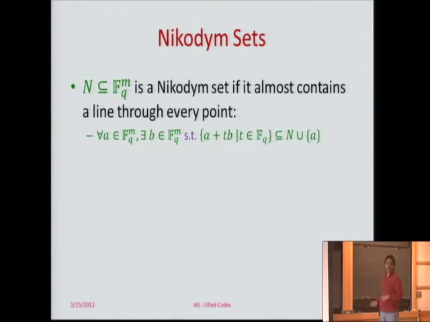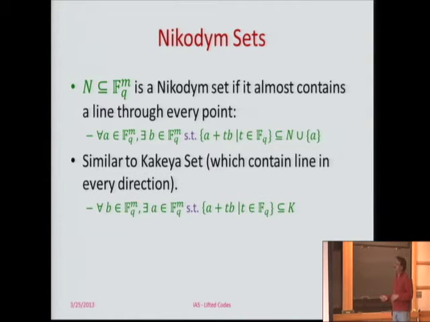So how small can a Nikodym set be is a question that apparently was asked. It is similar to the concept of Kakeya sets, which Dvir and Avi also looked at in constructions of extractors. Kakeya sets are supposed to contain a line in every direction. This is the most sane description of a line through every point. The Kakeya set is formally defined here. The main difference is that the quantifiers got flipped: for every direction there is a line, and of course we had to make this distinction.